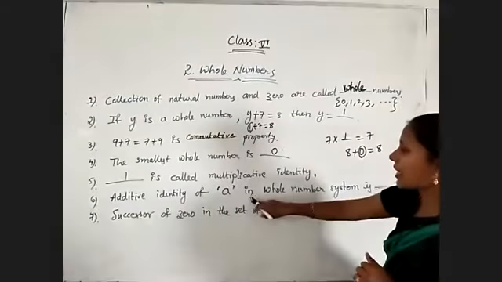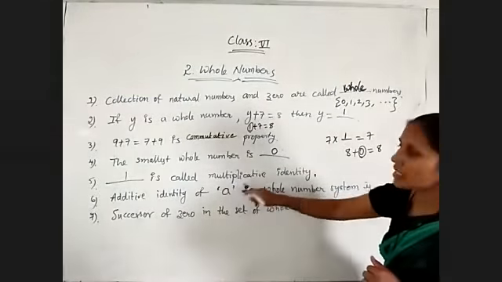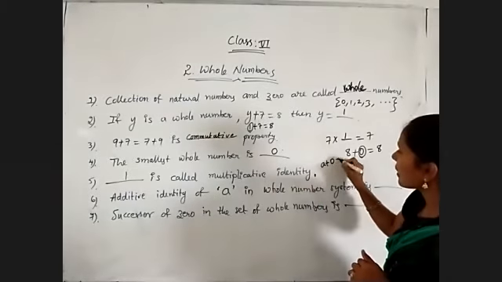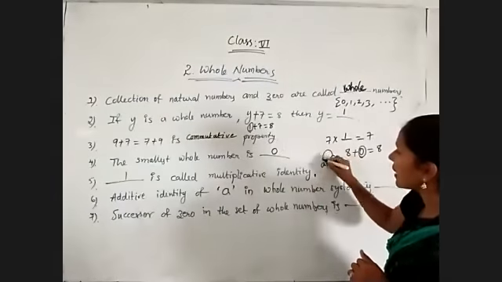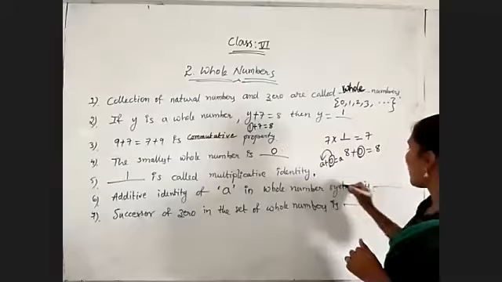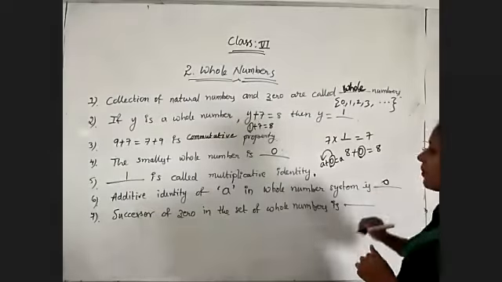So additive identity of A. A means A plus 0 is equal to A. So 0 is the additive identity of A. So what is that answer? 0.